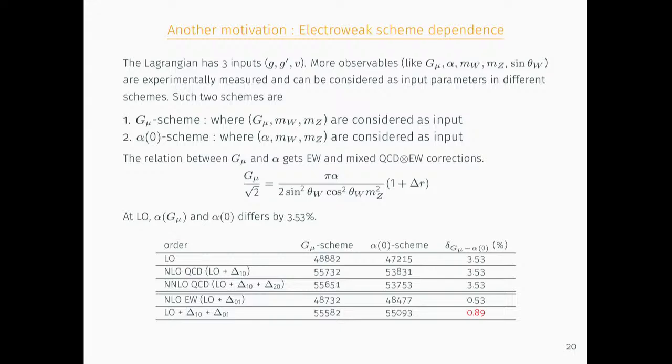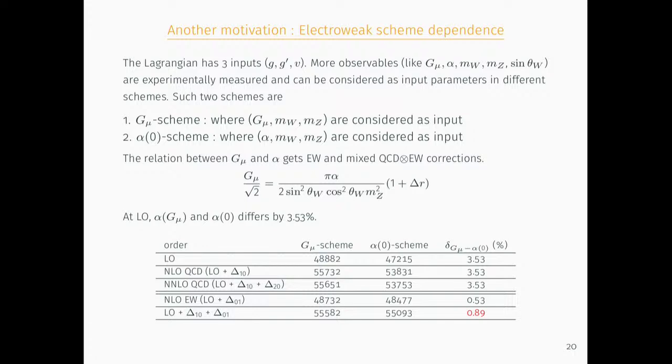This doesn't happen. Why? Because we have a relation relating G mu and alpha, and this relation gets some corrections, delta r, which you saw earlier, through the loops. And these loops get corrections only electroweak at first, no QCD correction, and then the mixed correction. So that starts with the electroweak correction. If you consider QCD corrections only, your delta r is always zero, because you are not going to that order in alpha. So that means if you compute alpha through experiment, and if you compute alpha using this equation through the experimental value of G mu, these two alphas are different. And this difference is 3.53%, which is quite large.